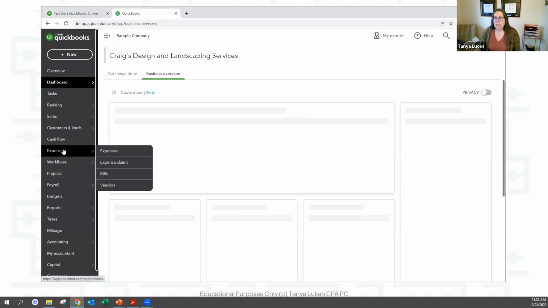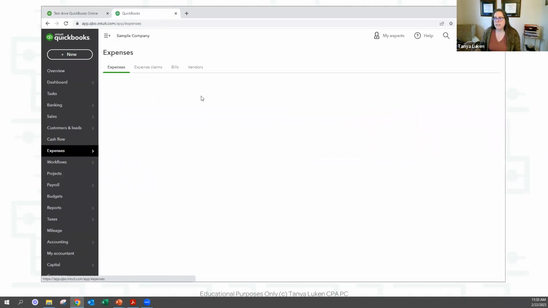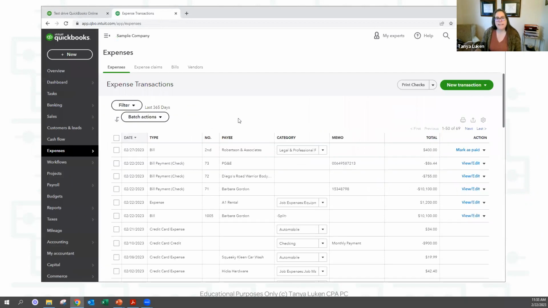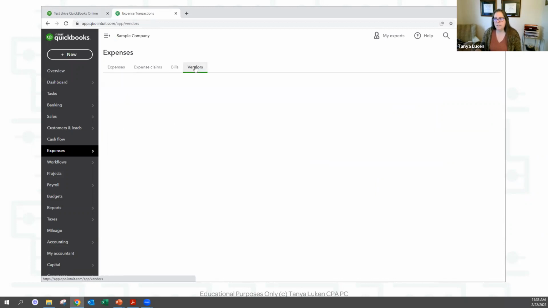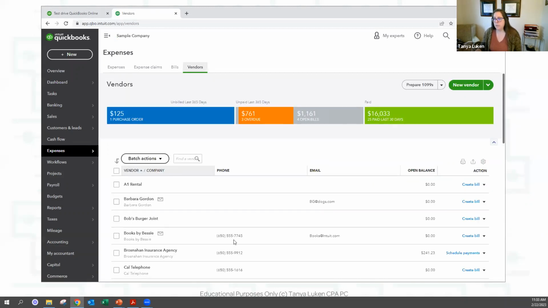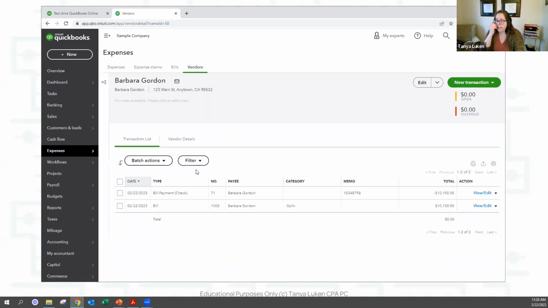Okay, so we were working on the expenses tab. There's a couple of things that I want to show you in here that I don't particularly love, but they're available to you. So this expense tab, the first part, we talked about the vendor part. So here's your giant vendor list. You can search and it'll come up like this.